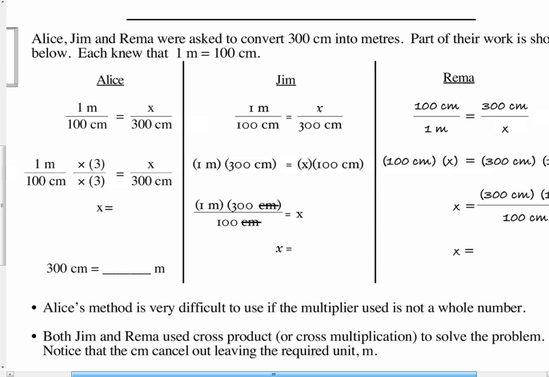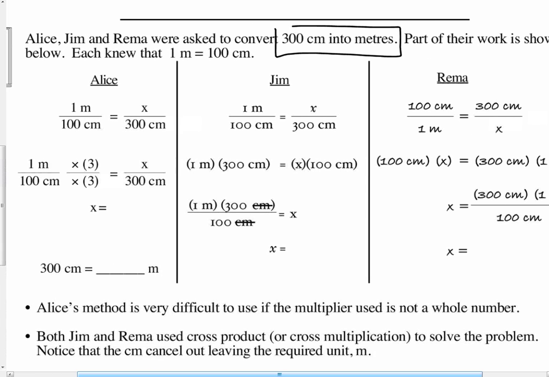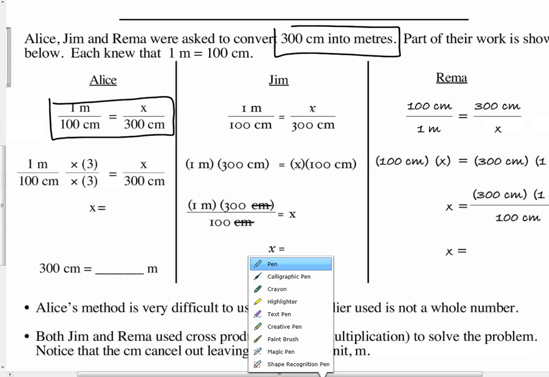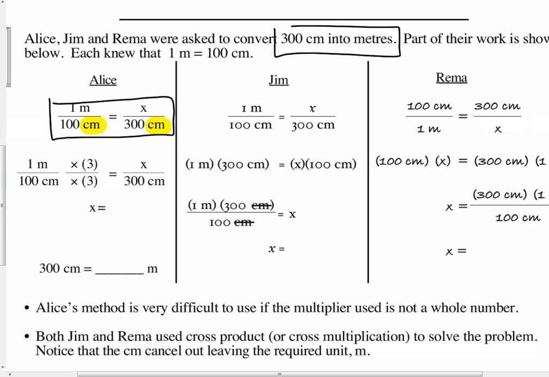You can use proportional reasoning, where you have a fraction equals a fraction. And so this example is that Alice, Jim, and Rema were asked to convert 300 centimeters to meters. Part of their work is shown below. Each knew that 1 meter is 100 centimeters. So Alice's work is she knew 1 meter was 100 centimeters, and so she set up a fraction. So that means x is equivalent to 300 centimeters. Notice that the centimeters were both on the denominator, and then meters are both on the numerator.